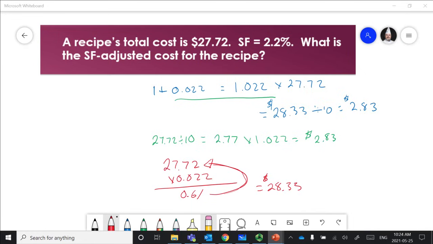Okay? The next video, we're going to talk about Q factor and how that applies to making your life simpler when you're costing recipes.